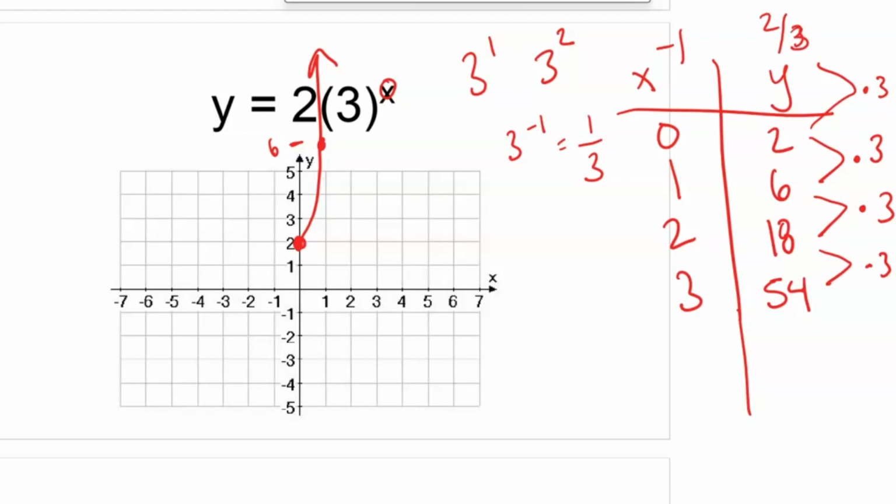Because if we go forwards, 2/3 times 3 would equal 2, right? So it still follows that pattern where we're multiplying by 3 every time. Just thinking backwards, we would divide by 3 to get the previous number. Okay, so then at negative 1, we're going to go up 2/3. So about right here. And it's going to go out like that.